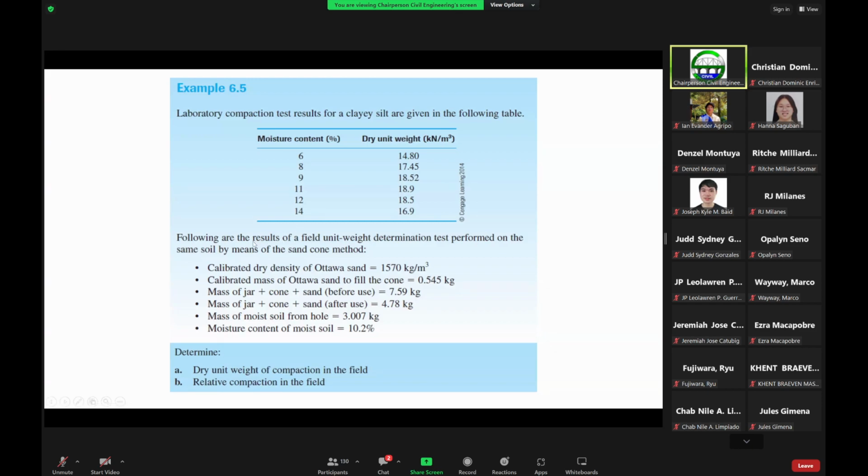And following here are the results of a field unit weight determination test, probably done using the sand cone test method, performed on the same soil. So we assume that we tested the soil from a source. We do a compaction test in the lab, and then we use the same soil and try to fill it in the field.